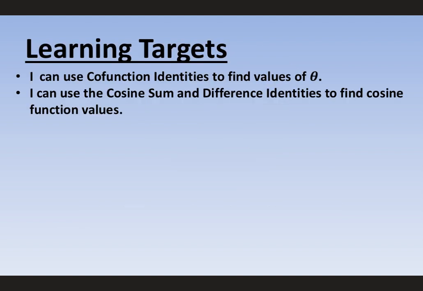All right, so learning targets today are being able to use something called cofunctions. We talked about that before. That'll be the last part of the lesson. But the main thing is using the cosine sum and difference identity to find the cosine values of different functions that we wouldn't normally be able to find. So let's go ahead and dive on in.